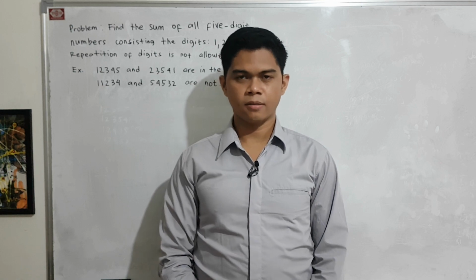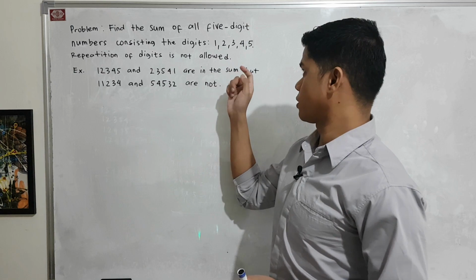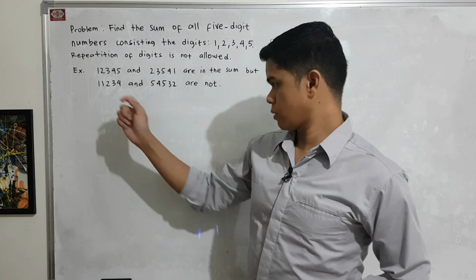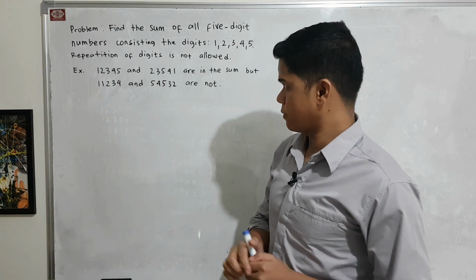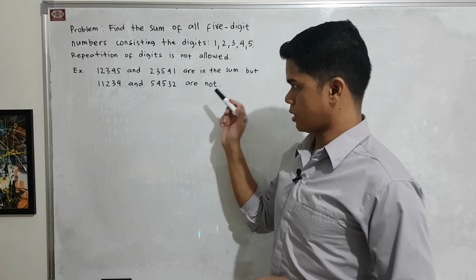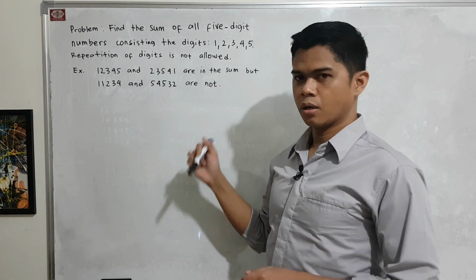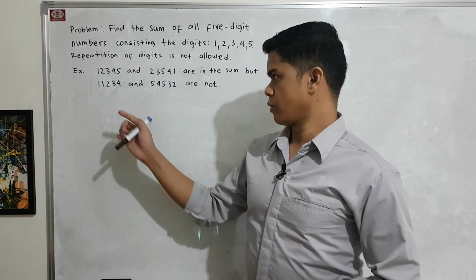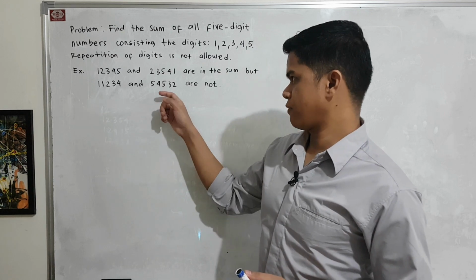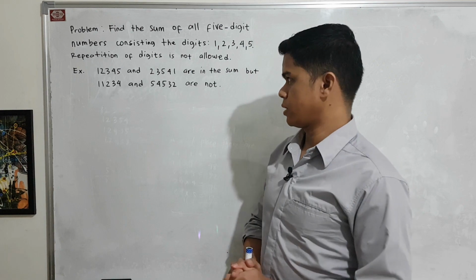Hi, today we'll find the sum of all 5-digit numbers consisting of 1, 2, 3, 4, and 5. Repetition is not allowed. So for example, 1, 2, 3, 4, 5 and 2, 3, 5, 4, 1 are in the sum, but 1, 1, 2, 3, 4 and 5, 4, 5, 3, 2 are not allowed. In 1, 1, 2, 3, 4, the number 1 repeats, while in 5, 4, 5, 3, 2, the number 5 repeats, so they're not allowed.